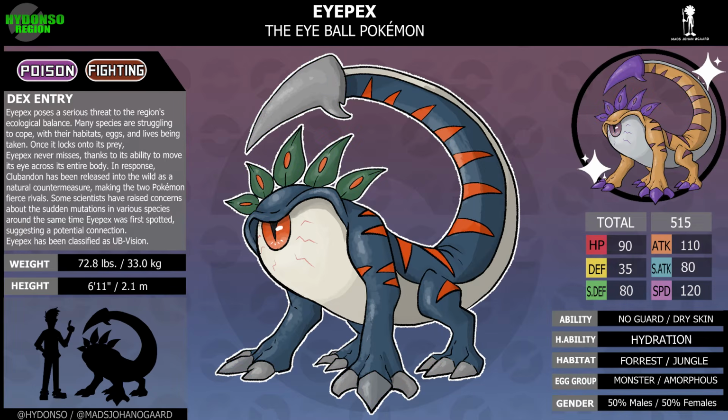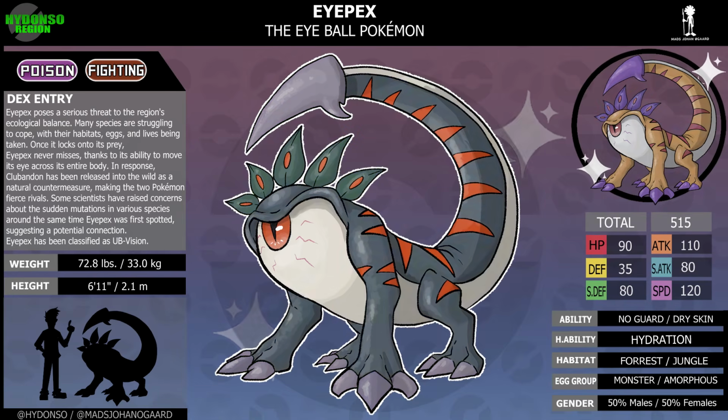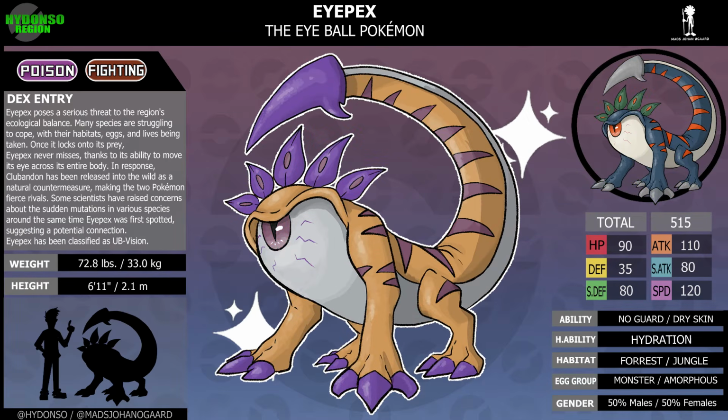Once it locks onto its prey, Eyepex never misses, thanks to its ability to move its eye across its entire body. In response, Clubadon has been released into the wild as a natural countermeasure, making the two Pokémon fierce rivals. Some scientists have raised concern about the sudden mutations in various species around the same time Eyepex was first spotted, suggesting a potential connection. Eyepex has been classified as UB Vision, and just like its pre-evolution, Eyepex Shiny is as well inspired by its 1998 colors, being all golden and purple.